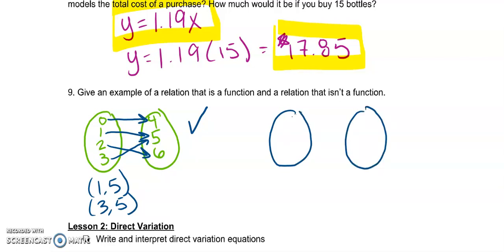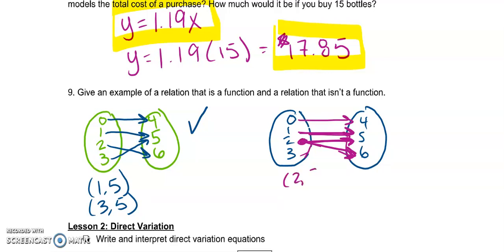If I want to do something similar, not a function, it might look something like this. I just need 1 coming from 2 places. That's actually coming from my 1. I just got a little sloppy there. And so I'm going to make this go there and even use my 3. It doesn't matter. This is the problem. From my 2, I have it going to 5 and going to 6.